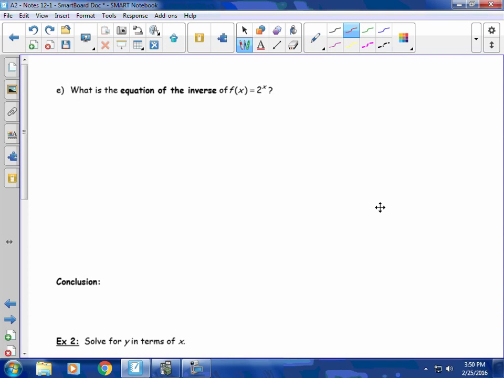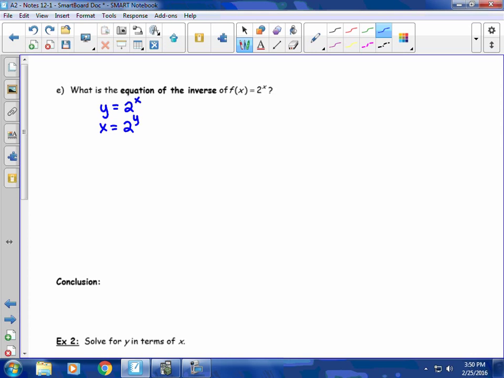All right, same question, but now I'm asking what is the equation of the inverse of f of x equals 2 to the x? Okay, now here's where the new stuff comes in. You know f of x equals 2 to the x is the same as y equals 2 to the x. So if I want to find the equation of the inverse, what's the first step? Switch x and y. So x equals 2 to the y.